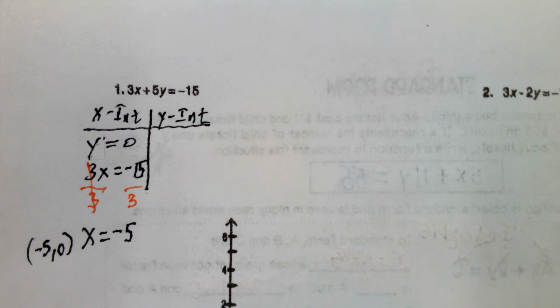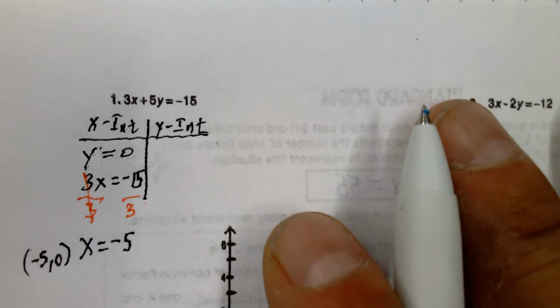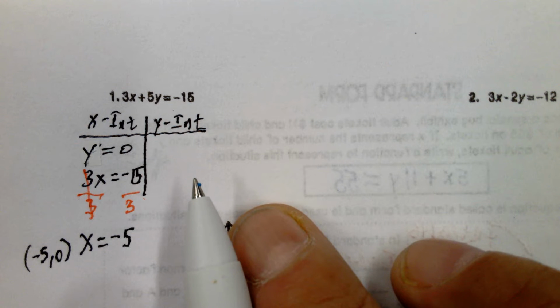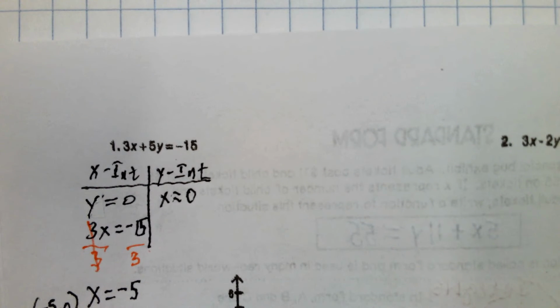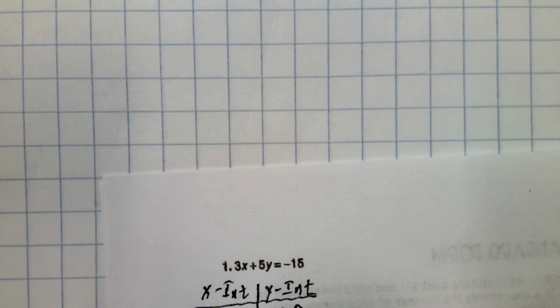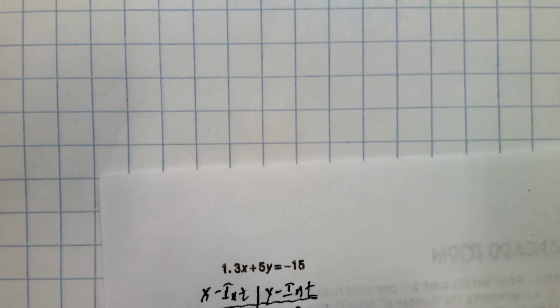Let's go ahead and figure out the y-intercept. So which value is 0 for the y-intercept? X or y? X. So x equals 0. So now what we're going to do is the same thing. We're going to say, okay, 3 times 0 here goes away. So what's my equation now? 5y equals negative 15. So just write the part with the y in it. 5y equals negative 15.